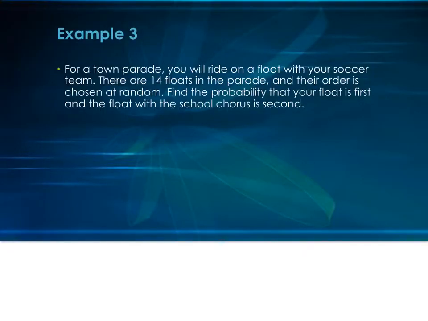So for a town parade, you'll ride on a float with your soccer team. There are 14 floats in the parade, and their order is chosen at random. Find the probability that your float is the first and the float with the school chorus is the second. So we're trying to figure out the probability, right, that your float is first and the chorus is second over the total number of combinations, right, which is going to be 14 factorial.